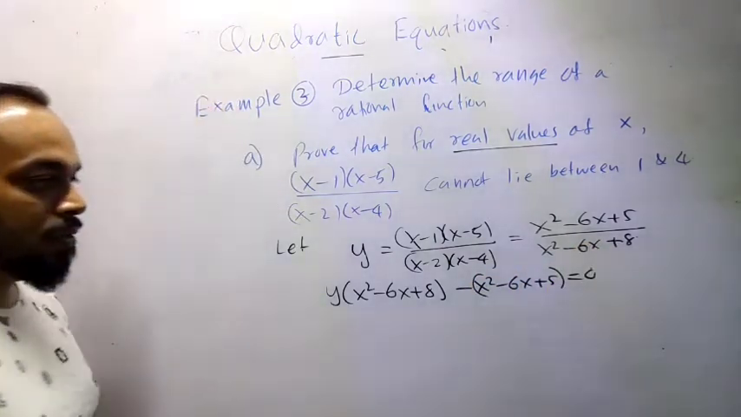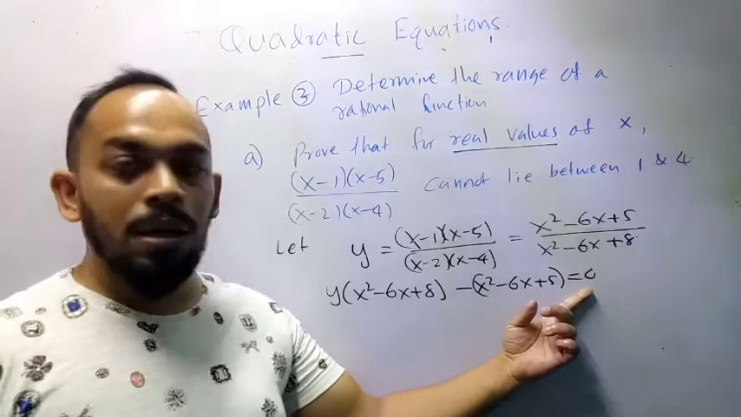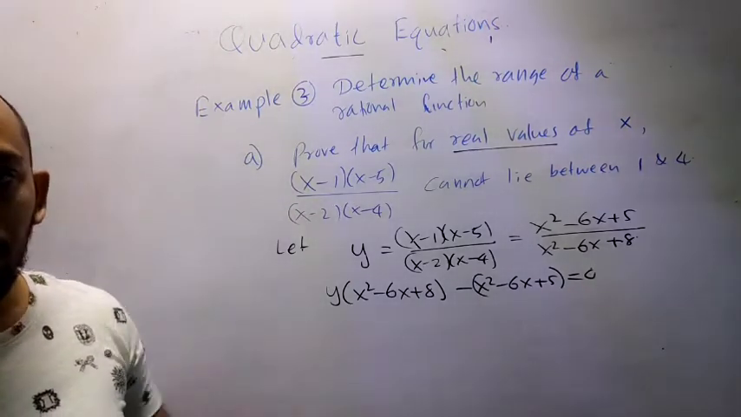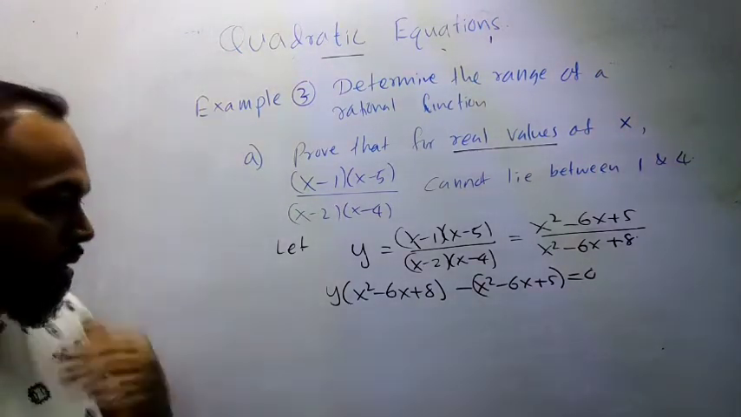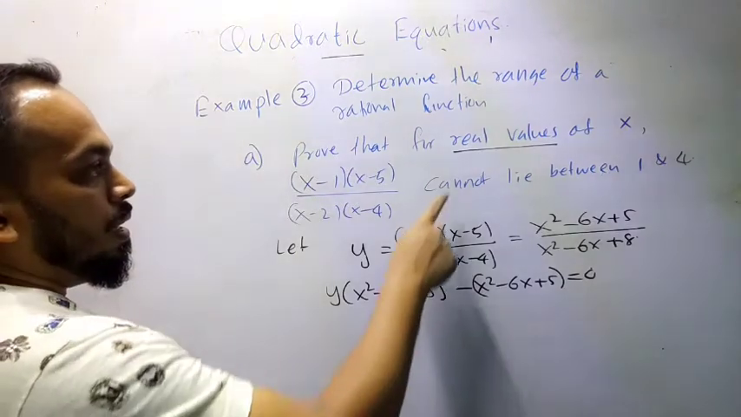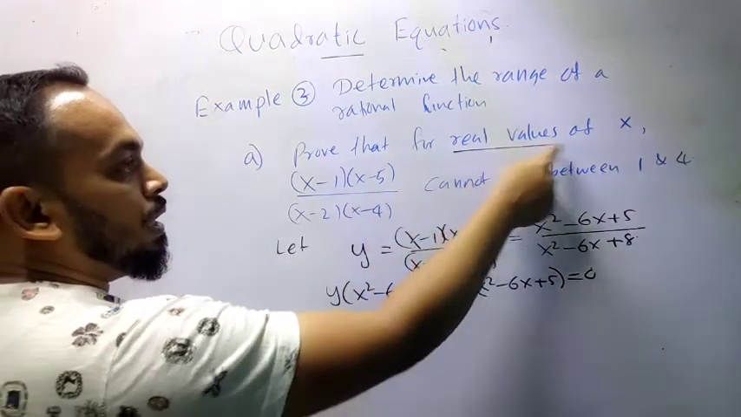This became an equation. This became an equation. Wait. Second, prove that for real values of x.